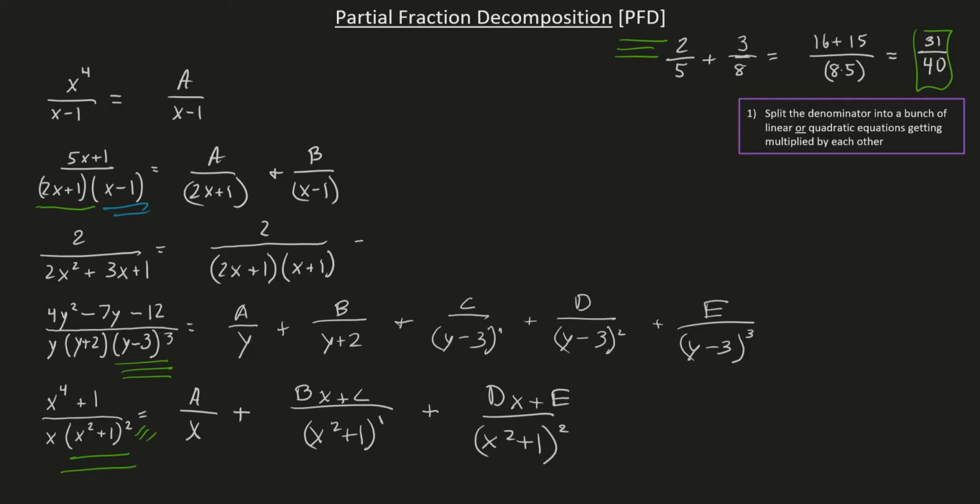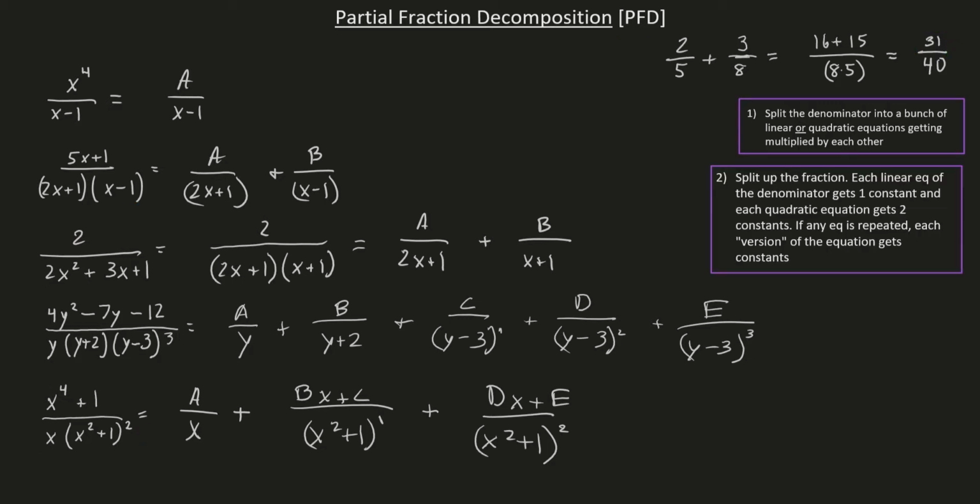And for this one, this is an easy one. Just 2 linear equations. Each one of them is by itself. There are none that are repeated. So my first one gets a letter. Simple as that. My second one gets a letter. So this is step 2 right here.